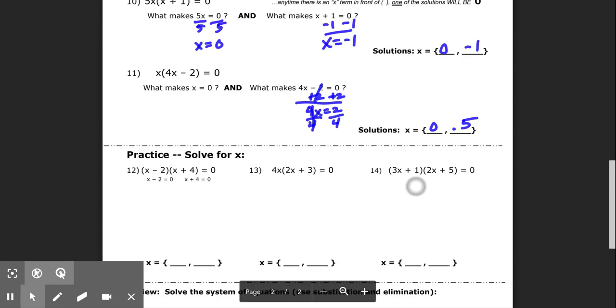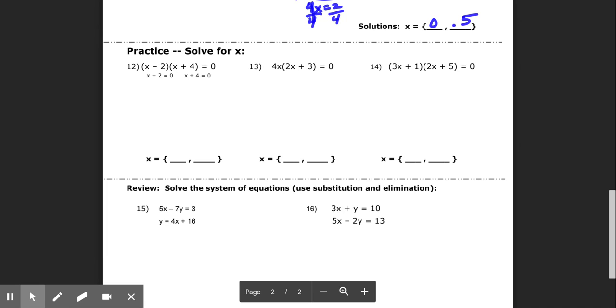All right, so let's take a look at what we have here. It says practice solving for x. So all you're going to do is just what we've been doing. Add 2 to both sides, so x equals 2. And then subtract 4 from both sides here. So x equals negative 4.